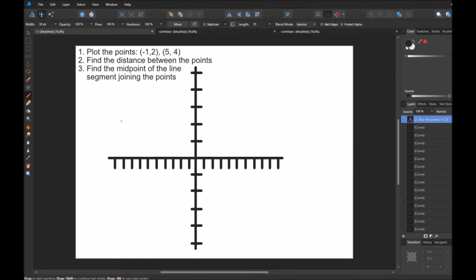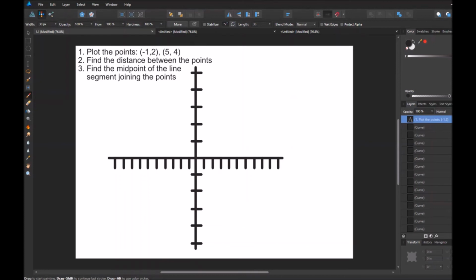Alright, so for the next problem, we're given the exact same instructions, just different points. This time we're given the points -1 comma 2 and 5 comma 4. So now that you've seen how to do the last two, I want you to pause this video and try it on your own, and then we'll come back and see how you did. So assuming you've already tried the problem, let's see how it would be done.